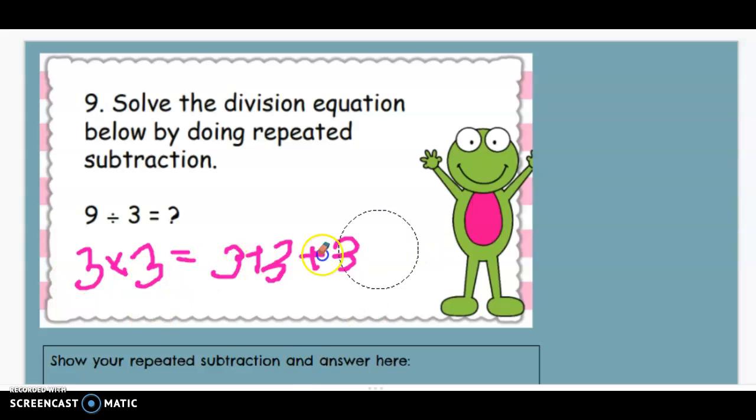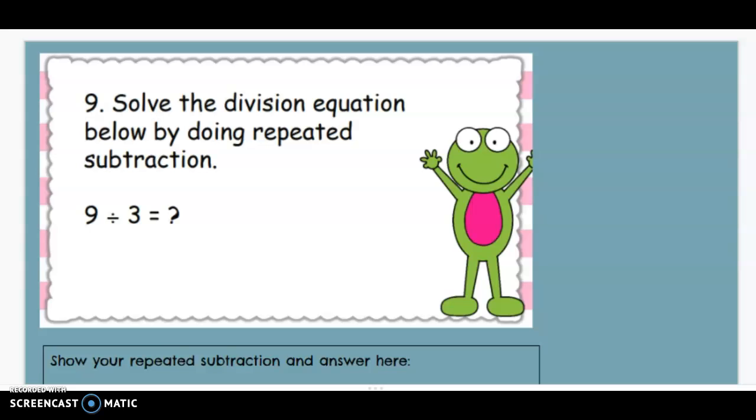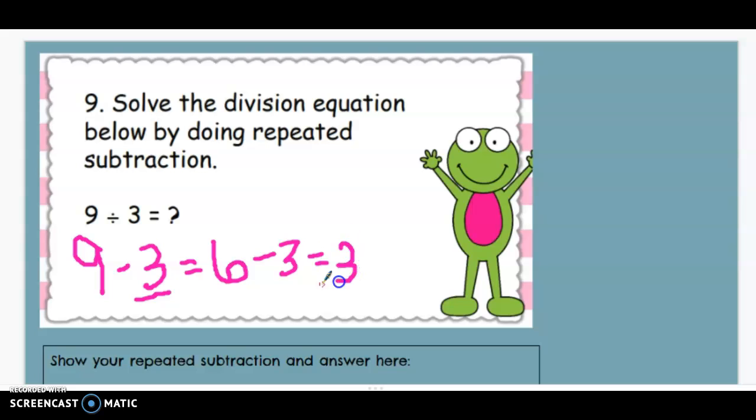Now, we're going to do repeated subtraction. To do repeated subtraction, you start out with what you're dividing. 9 minus 3 equals 6. Then you're going to take the difference from that subtraction problem, and you're going to subtract again. So here's 6 minus 3 equals 3.